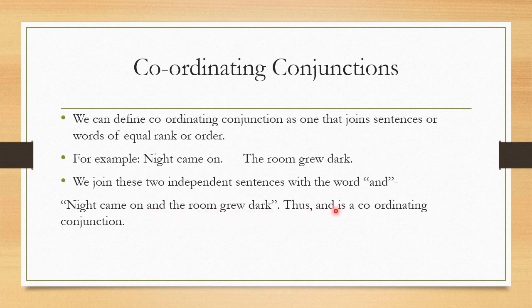Thus, and is a coordinating conjunction. We have joined these two individual sentences with the conjunction and. So coordinating conjunctions are the ones that join sentences or words of equal rank or order. Is that clear to everyone? Okay, now let's move to the other type of conjunction.